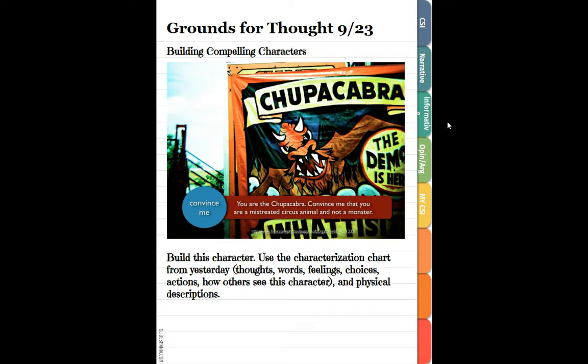We are practicing with sharing the thoughts, words, feelings, choices, actions, and how other people react to us in this silly story about the chupacabra, and then applying that to our personal narratives.